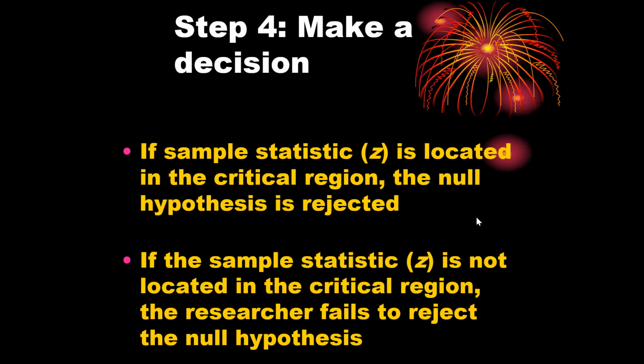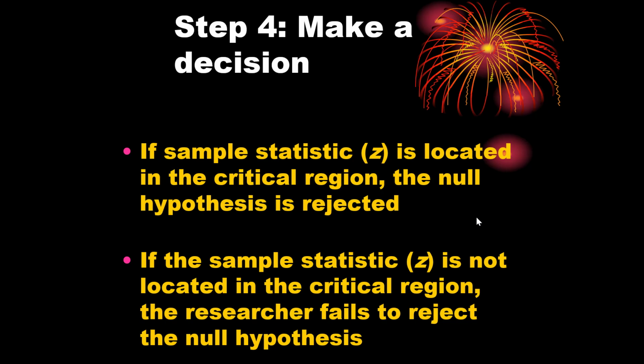Step 4. Step 4 deals with making a decision. The fourth and final step is to make a decision. We will always make our decision based on the null hypothesis. We will either reject it, meaning there is a statistically significant difference between our groups, or fail to reject it, meaning there is not a significant difference between the groups.